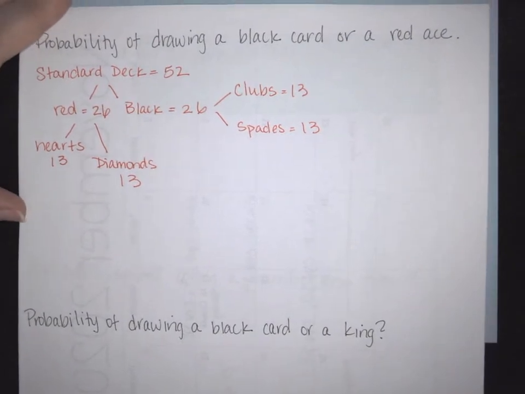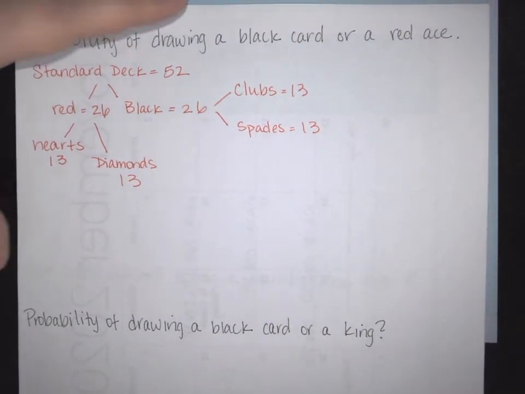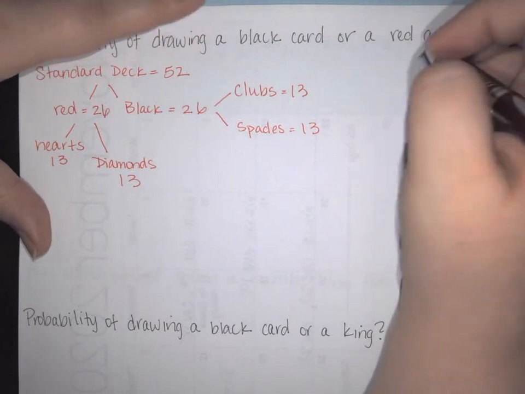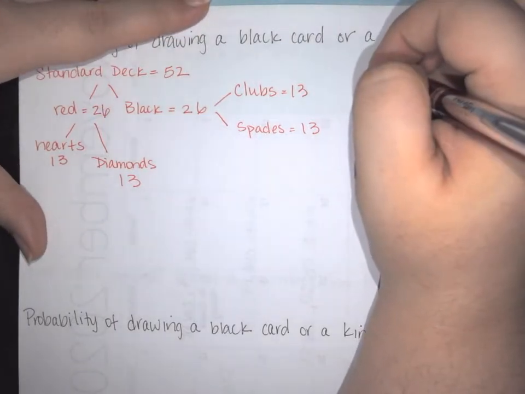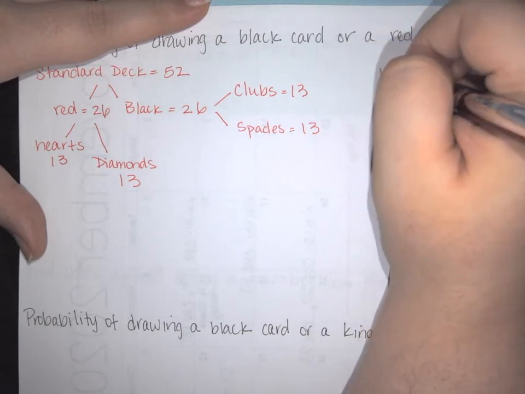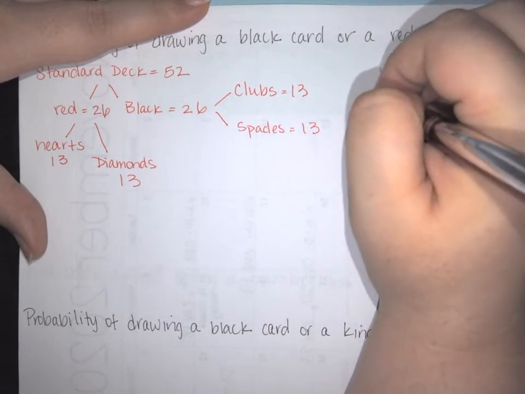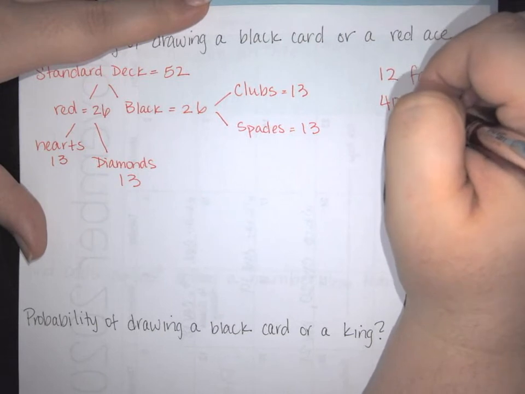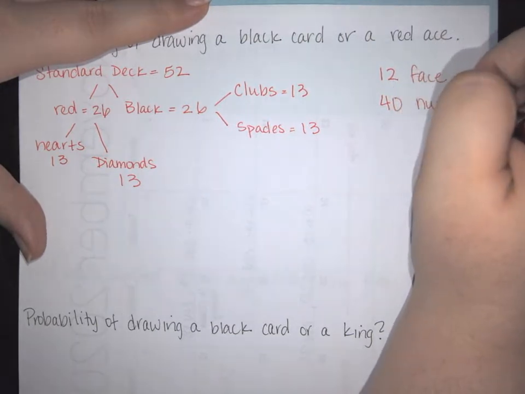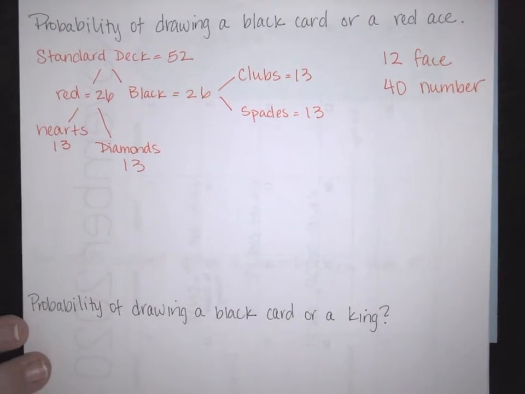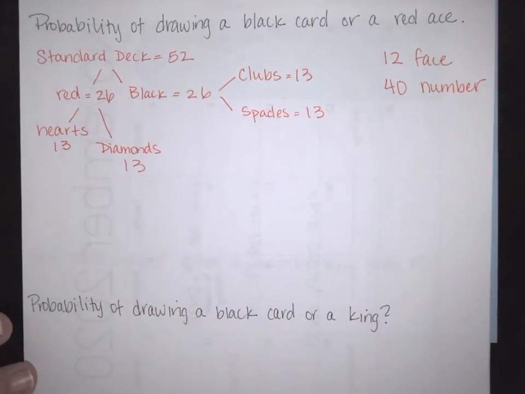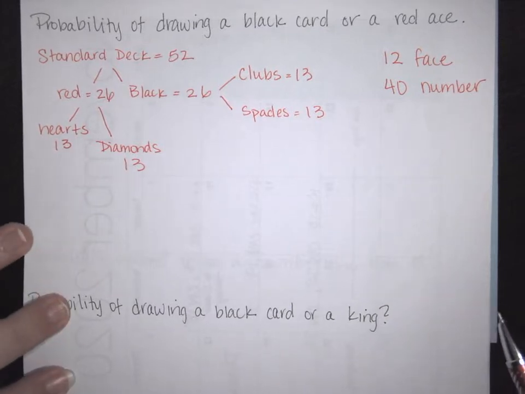Now with that, in a standard deck, the only other thing that you need to know is that of my 52 cards, I am going to have 12 face cards and 40 number cards. Okay, so that's how you break down your deck of cards. Now, with that, we have to look at your probabilities.